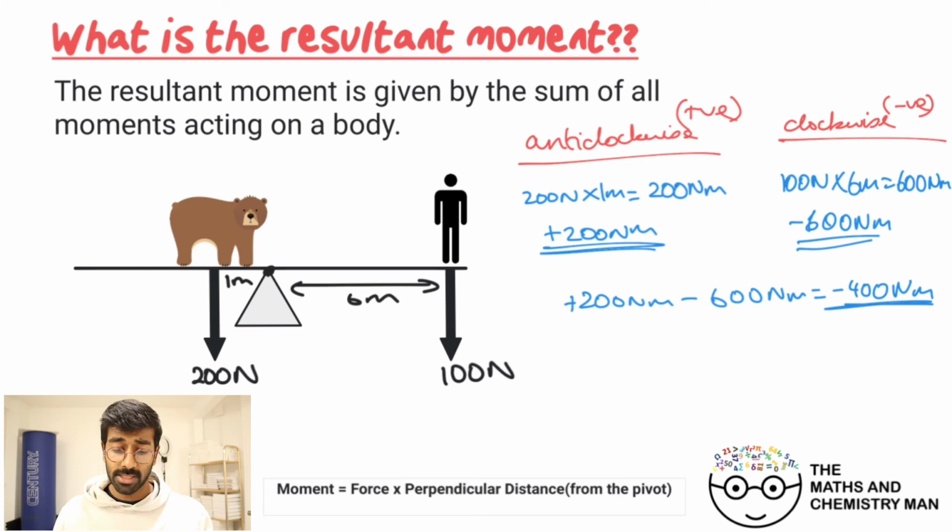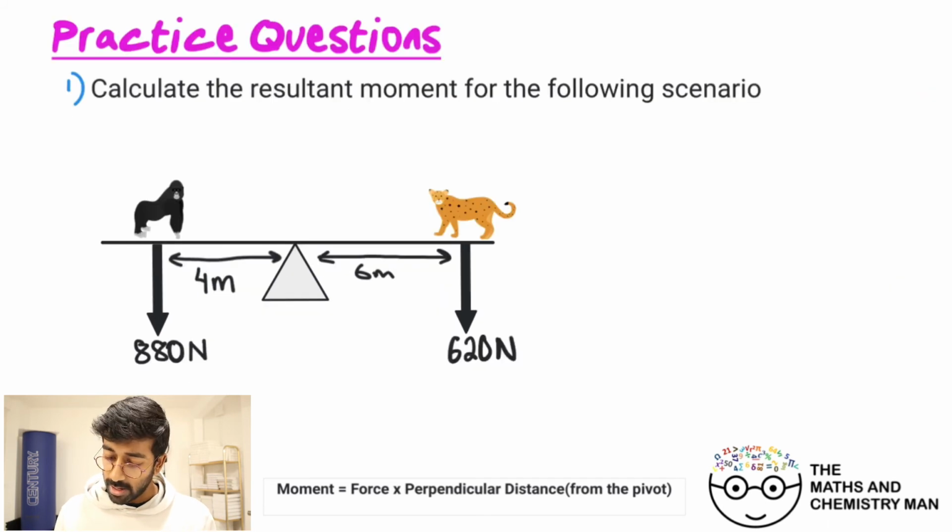So there we go. Hopefully that's a nice intro to resultant moments. Just some very, very simple stuff to begin with, just using little figures there. Here's one for you to practice. So pause the video and have a go at this, and then we'll have a look at it in a couple of seconds.